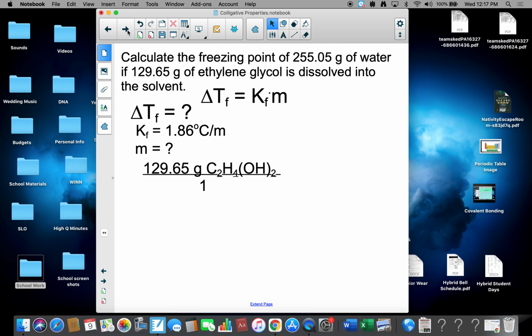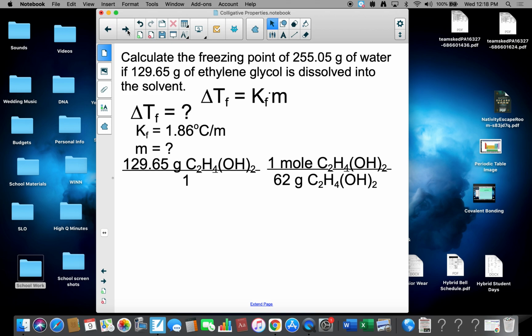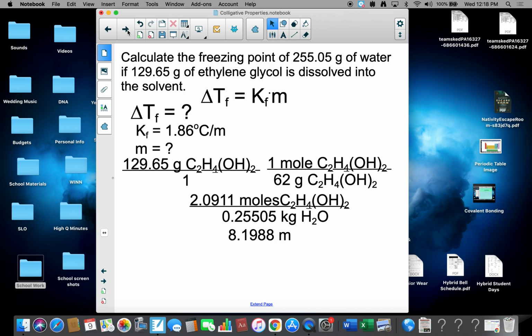So we take our solute, 129.65 grams of ethylene glycol, that's C2H4OH twice, and convert it to moles. 1 mole is equal to 62 grams, and we get 2.0911 moles of C2H4OH twice. And we're going to divide that by our kilograms of solvent. We have 255.05 grams of water. 1,000 grams is 1 kilogram, so we get 0.25505 kilograms. Divide through, I get 8.1988 molal.